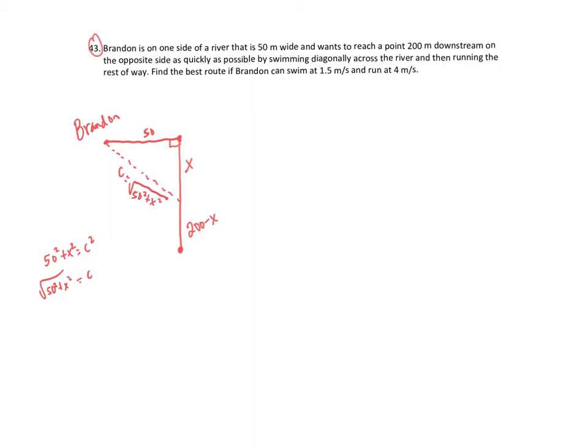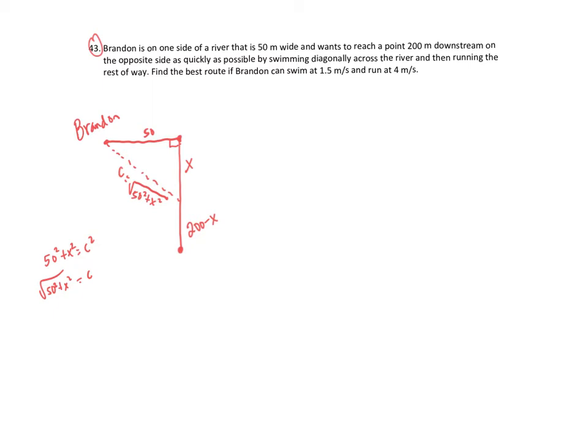Now, more information is given. We know how fast he can swim and how fast he can run. And the question, again, we always want to go back to what is the question. Find the best route. And if we're trying to come up with the best route, and they're talking about time a lot, we want to minimize our time, right? We want to minimize this, not the distance necessarily, but how long it takes to get from point A to point B.